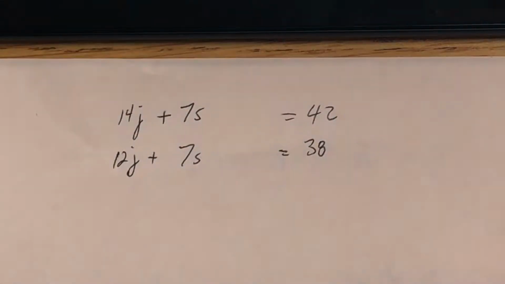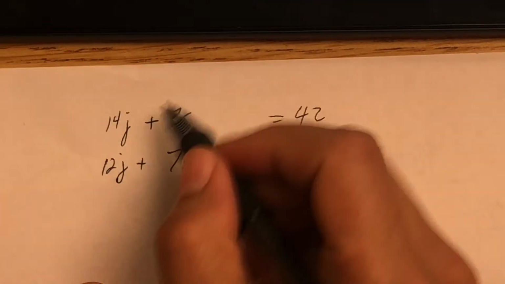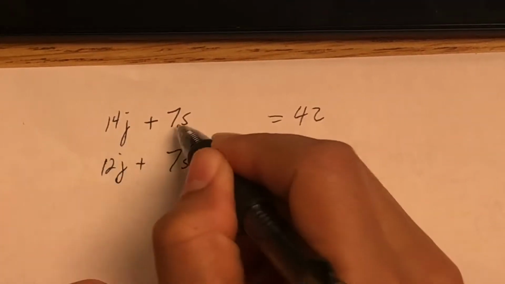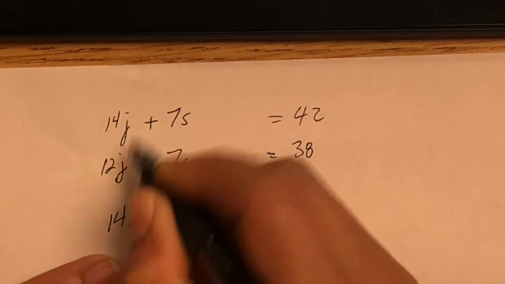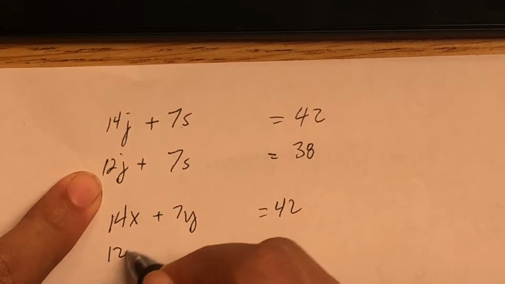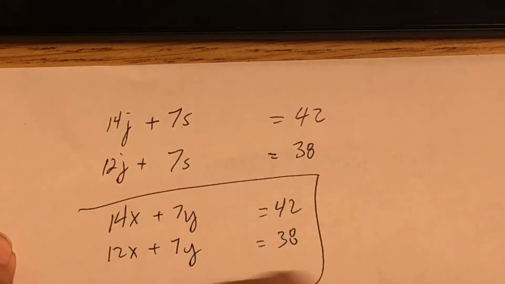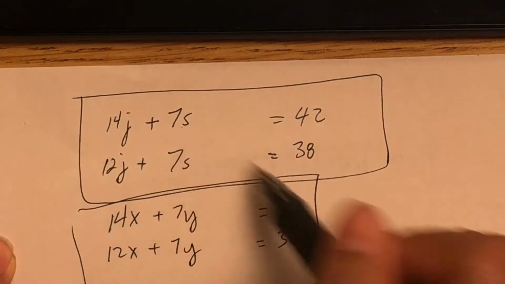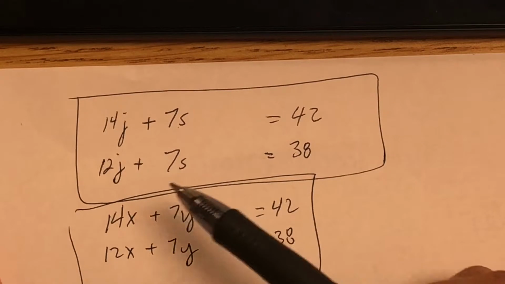Don't let this confuse you just because the variables are J and S. If it makes it seem easier for you, I'm just going to write this as X and Y if you like, but it's the same thing. X and J, and Y and S. This is the exact same thing because it's what it represents. So I'm going to stick with the original letters.